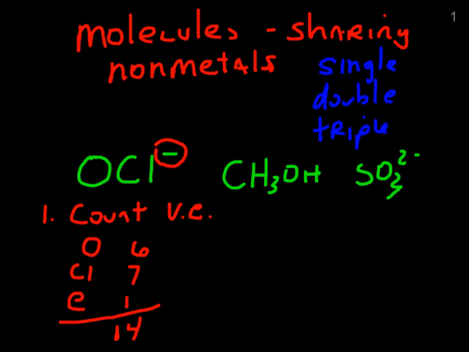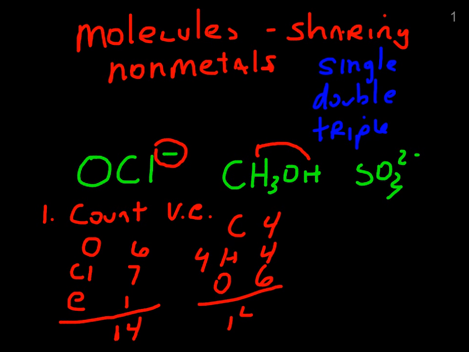I'm going to do the same thing for this CH3OH. Carbon has 4 valence electrons. I have 4 total hydrogens, so 4 hydrogens at 1 apiece will be another 4 valence electrons. And then the oxygen, again, is 6. So when I add that up, again I have 14 valence electrons as my total.